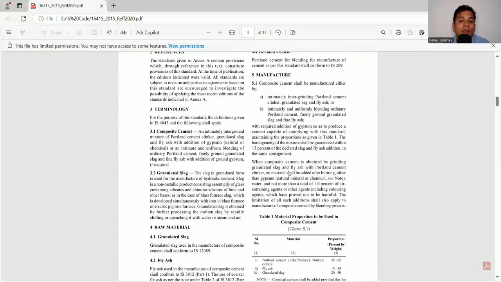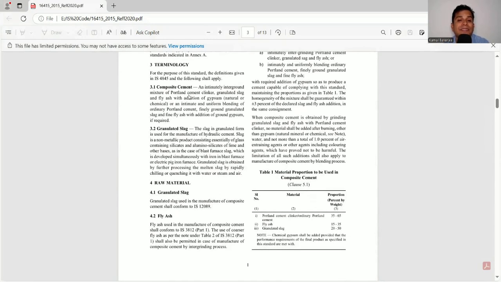The first reference is terminology. First, we need to know what composite cement is and why it is called composite. An intimately interground mixture of Portland cement clinker, granulated slag and fly ash with addition of gypsum, natural or chemical, or an intimate and uniform blending of ordinary Portland cement, finely ground granulated slag and fine fly ash with addition of normal gypsum. Now here it is not only the Portland cement clinker, it is GGBS, granulated slag, fly ash and the gypsum.